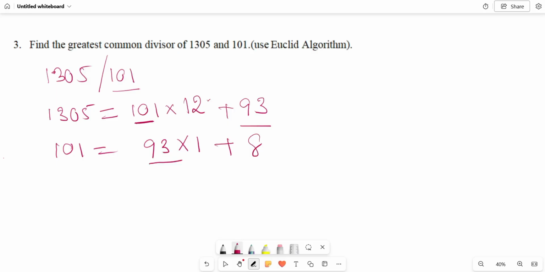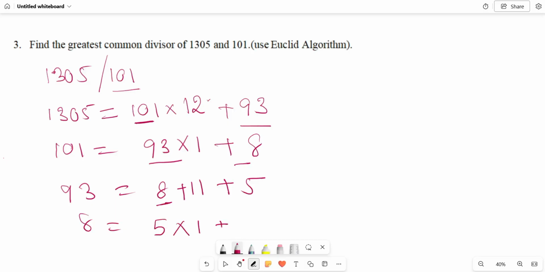Now the next step, you are taking this 93 to here and you are taking this 8 to here. How many 8s in 93? You can see it is 11, 88, and its remainder is 5. And now take this 8 to here, and this 5 you have to take to here. How many 5s in 8? You can see it is 1 and 3 is there.